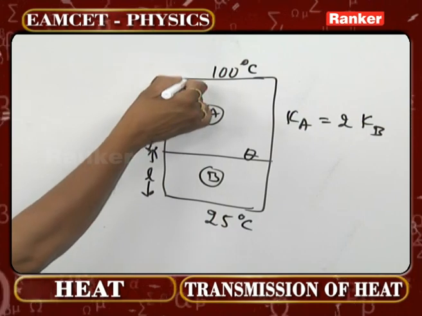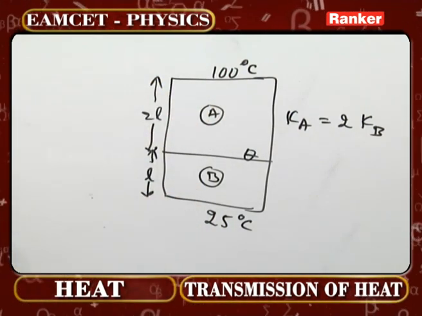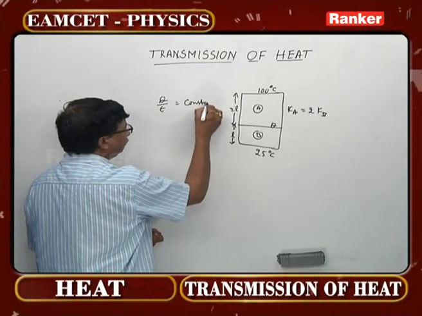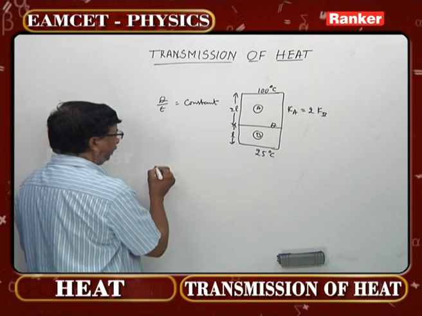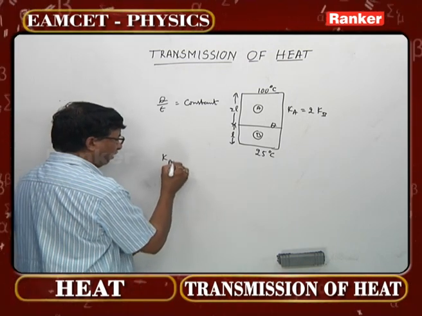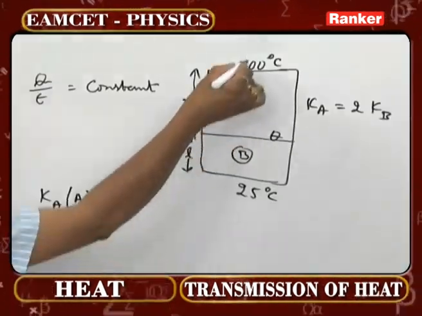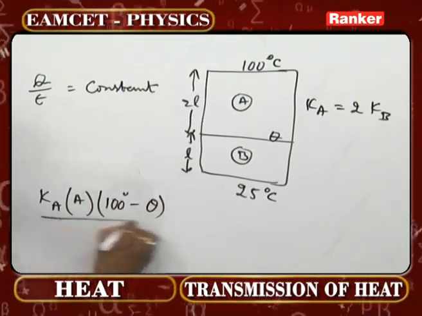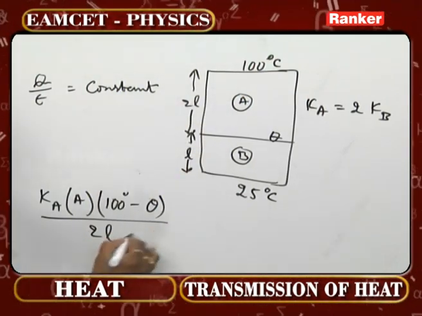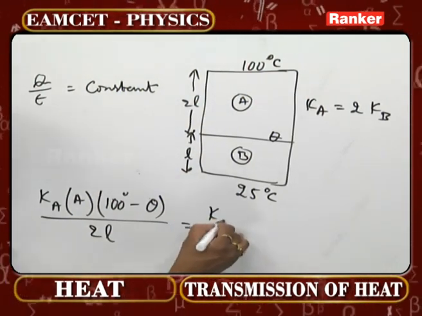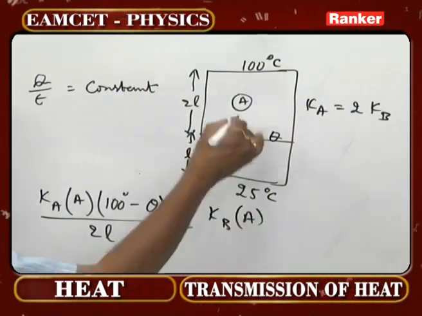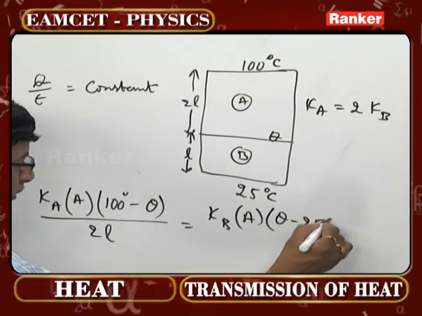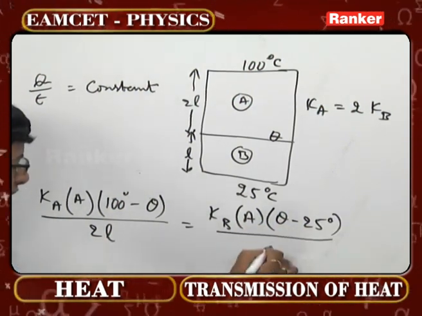Come on, just write. When the thermal equilibrium is taken into consideration, Q by T is supposed to be constant across the system as such. That means what you should write now? Q by T means Ka into A into what is the temperature difference across A now? 100 minus theta. Right, divided by what is its length now? 2L is equal to Kb into area of cross section is same for both, right, into theta minus 25, that is the temperature difference, divided by L.